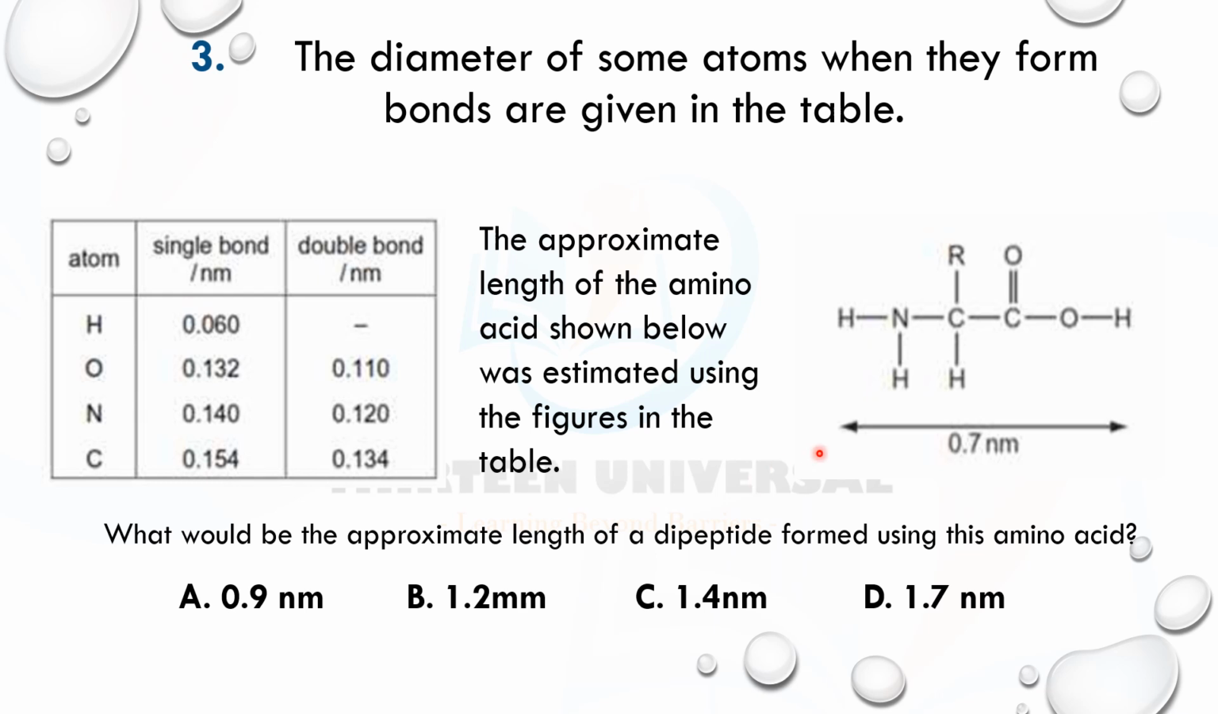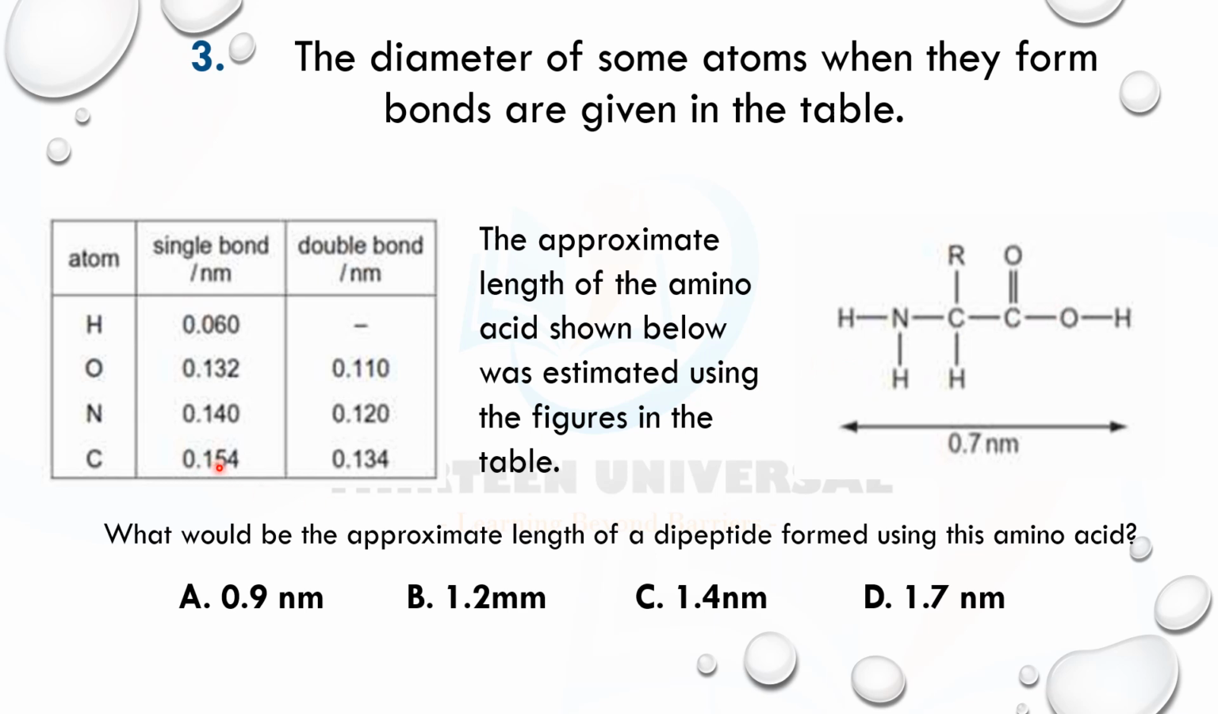But if you check, guys, see how they got 0.7 nanometer. How did I get it? See how they got it. I want you to pick up your calculator. Start adding: hydrogen here, single bond 0.060, plus nitrogen, which is 0.140, plus carbon, which is 0.154, plus carbon again, which is 0.154.